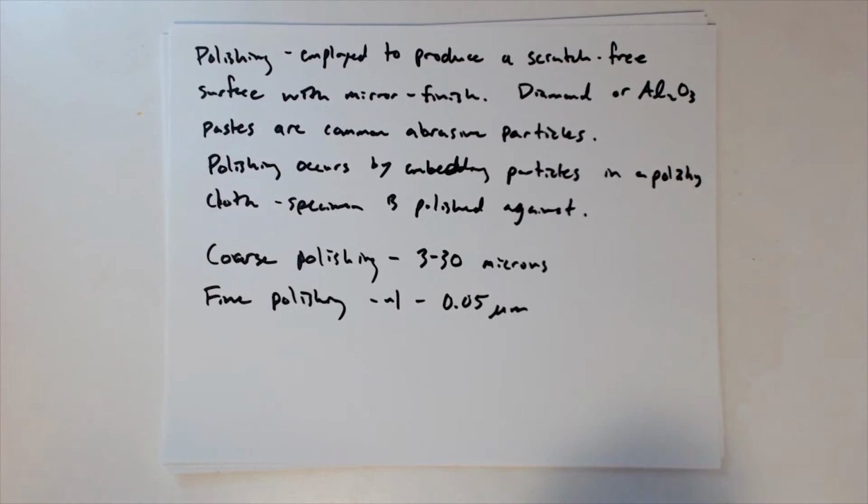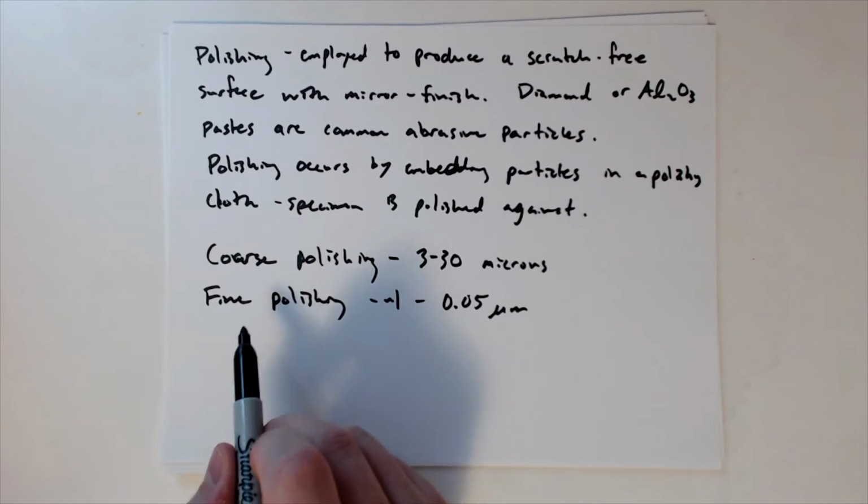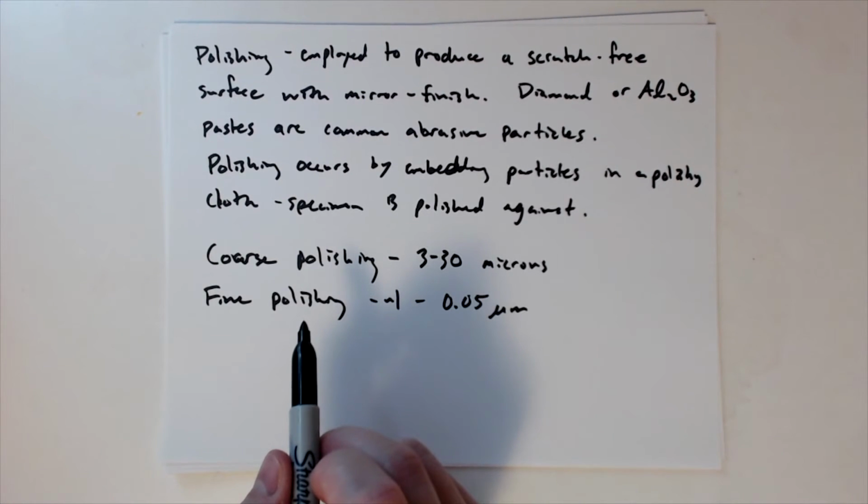All right, so we do it in the same fashion of different steps, right? We talked about increasing the grit size for grinding. We do the same thing here. We have a coarse step and a fine step until we get down to the level that we need.